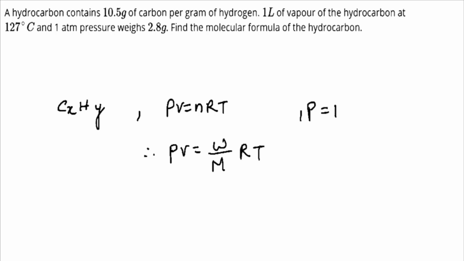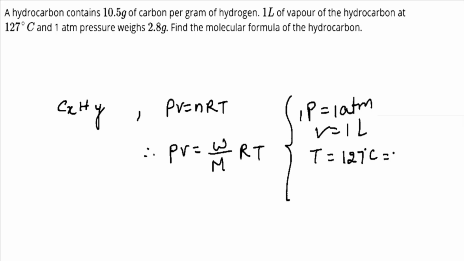It is given that pressure equals 1 atm, and volume is given as 1 liter, and temperature is 127 degrees Celsius, which equals 400 Kelvin if we add 273 to it. And we have the value of W given as 2.8 gram in the question. These are the given data we have, right?